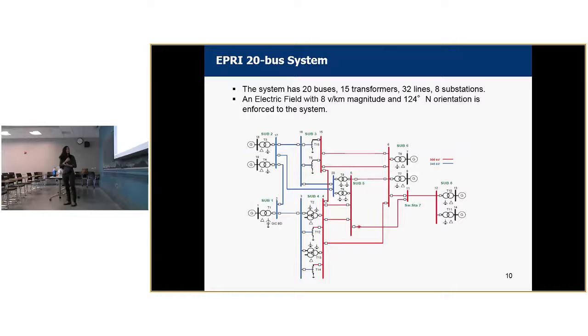So we applied the algorithm to three systems: a small size, a medium size, and a larger system. This is the 20 bus system that we start with. We enforce an electric field of 8 volts per kilometer, and then the direction. We select a direction that gives us the highest GICs, so the system is most vulnerable to this direction.